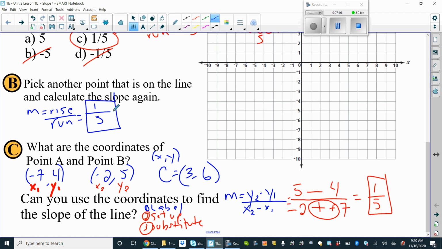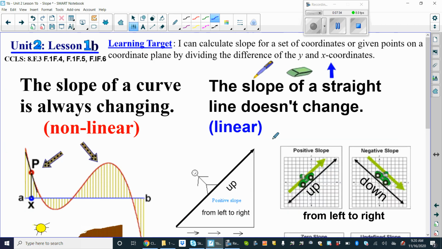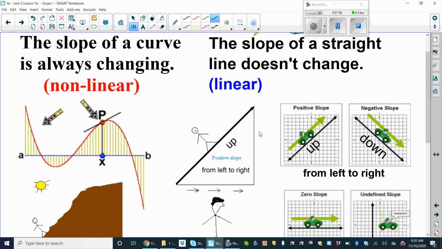So no matter what method you use, it does not matter, because if it's the same line, the slope will always solve for the same amount. Okay? So whenever you have this equation using 2 points, first step is to label everything, then to set up, and then to substitute. So this page is just a checklist.